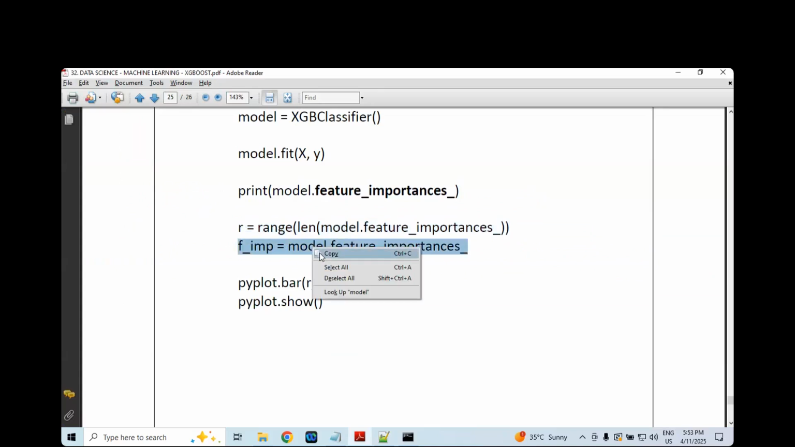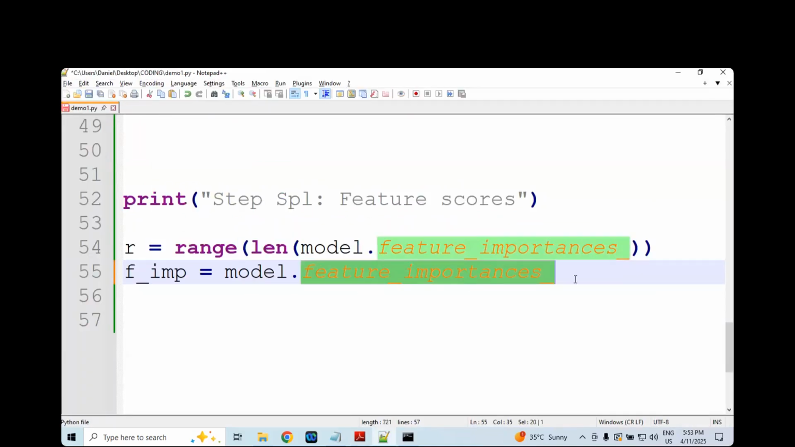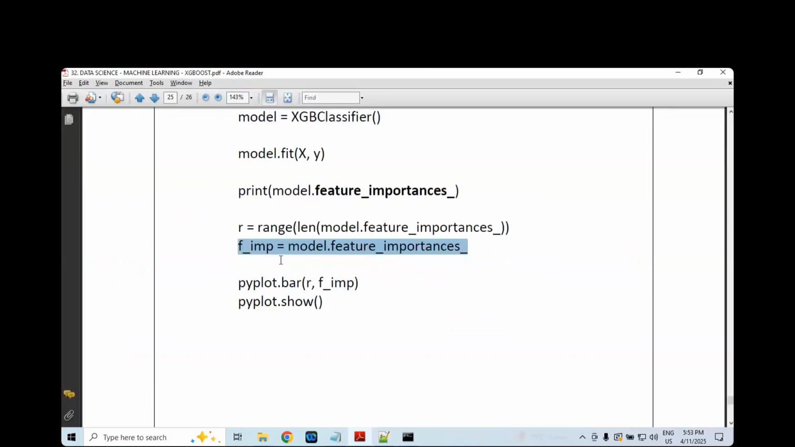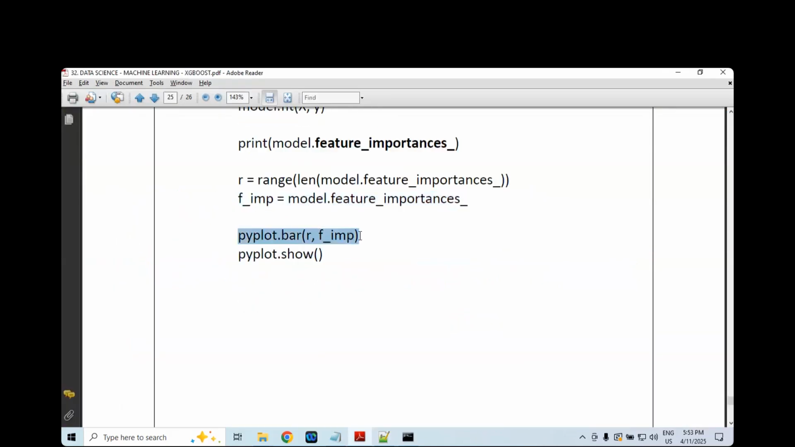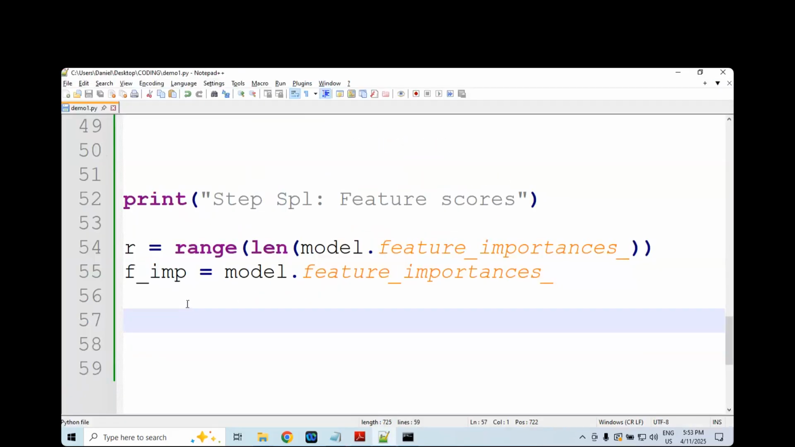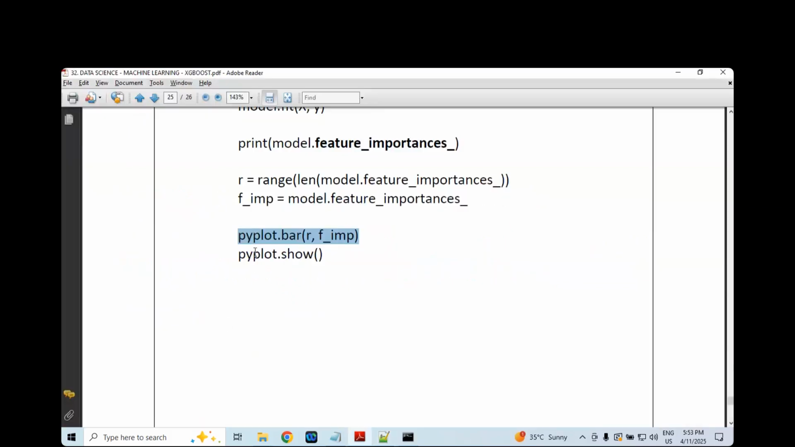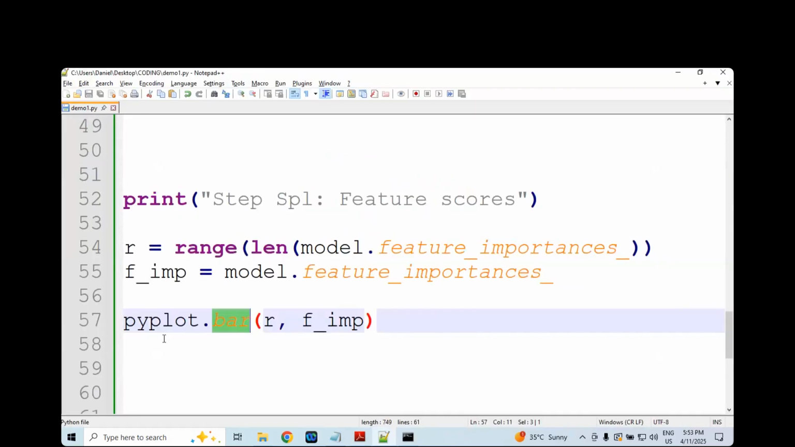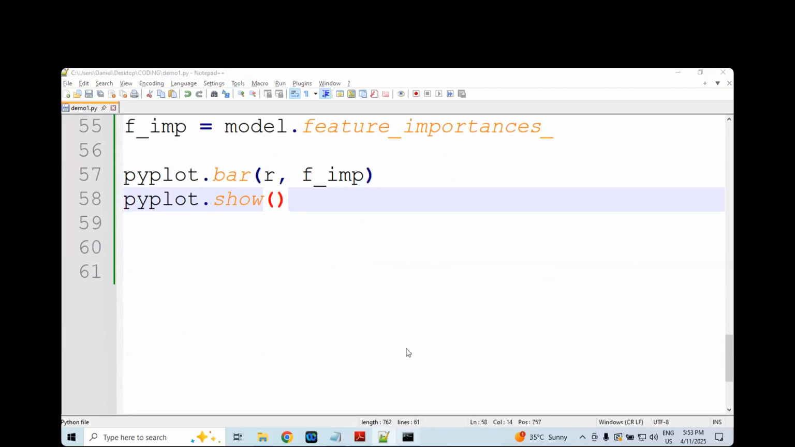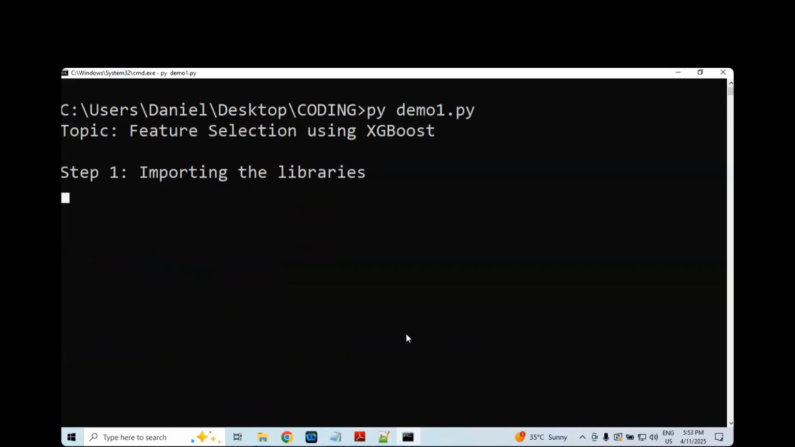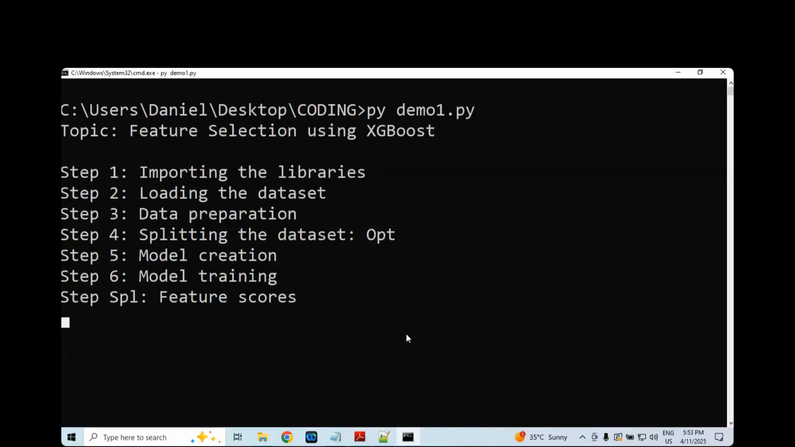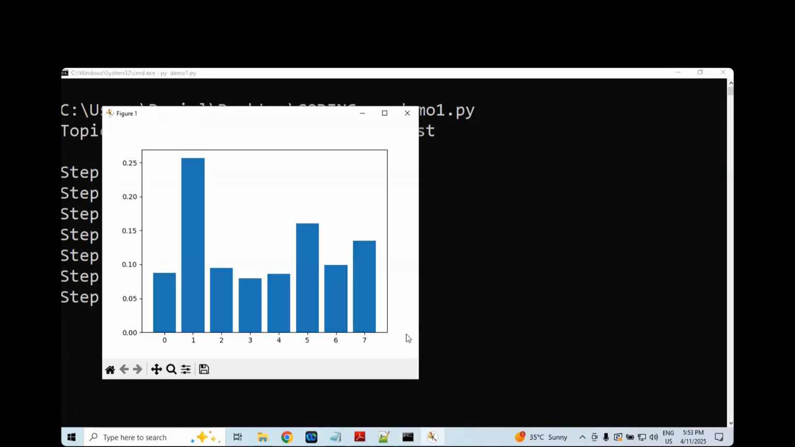Feature importance. Pyplot.bar. Pyplot. What exactly? Bar. Pyplot.show. Did I import matplotlib? Very nice. Seriously, very nice actually.